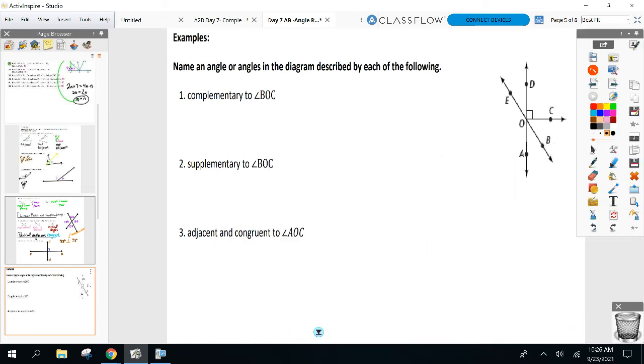So I have my diagram here. Looks like I threw a right angle symbol in there too. I need another angle named appropriately that's complementary to BOC. What's complementary mean again? Adds to 90. So I need another angle with BOC when I put it together is a 90-degree angle. Look at it, think about it. I'll call you in a second. What other angle, name it please appropriately, is complementary to BOC?